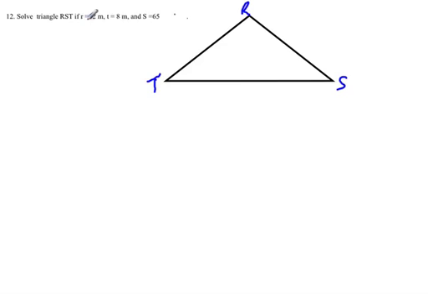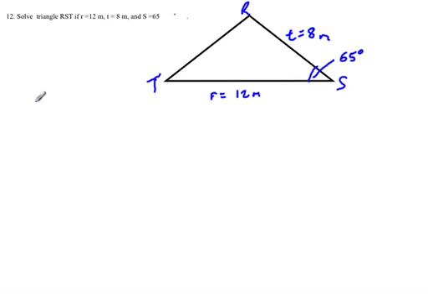And we're given that R is equal to 12 meters. So that means the side opposite angle R is 12 meters. And we're also given that T is equal to 8 meters. So that's the side opposite angle T. So T is equal to 8 meters. And we're given that angle S is equal to 65 degrees.